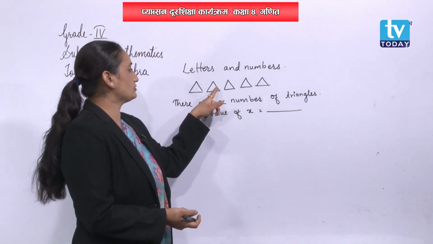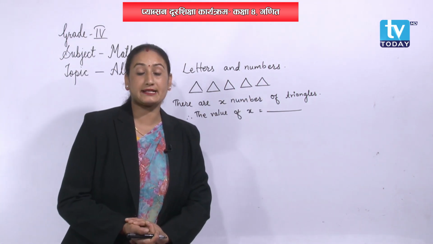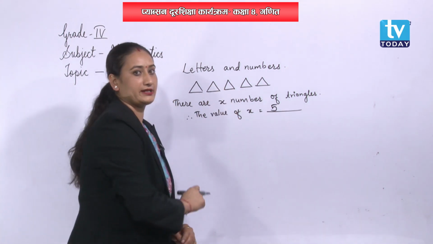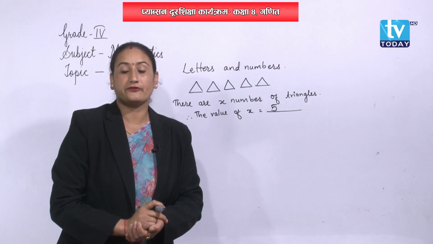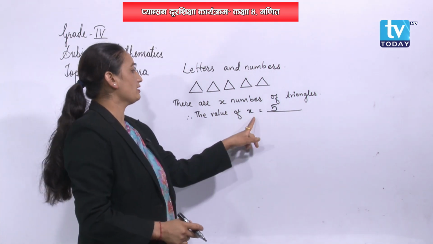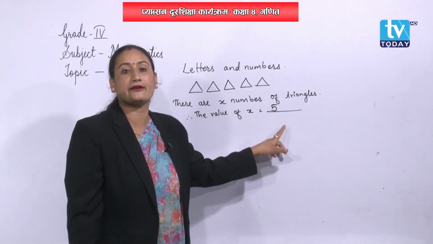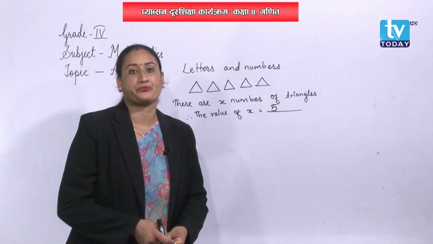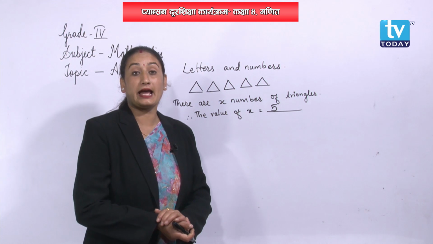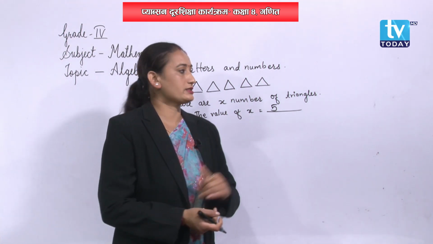1, 2, 3, 4, 5. What is the value of x? It's 5. Right, students? So, that means the value of the letter x is 5. What is written? x is the letter and 5 is the number. So, two things are coming over here, that is x and 5. So, letters and numbers. This is the first review.